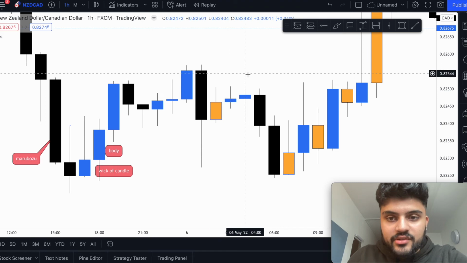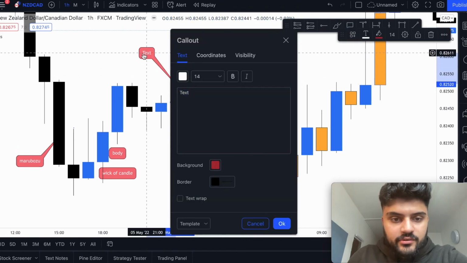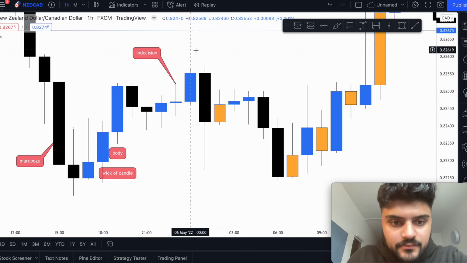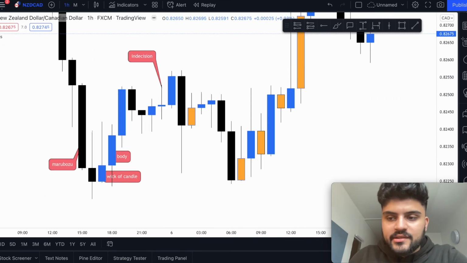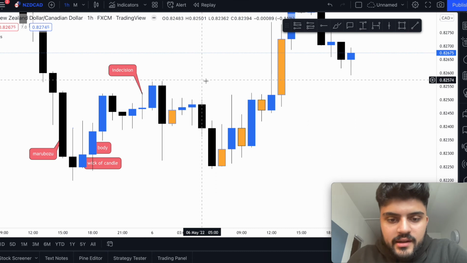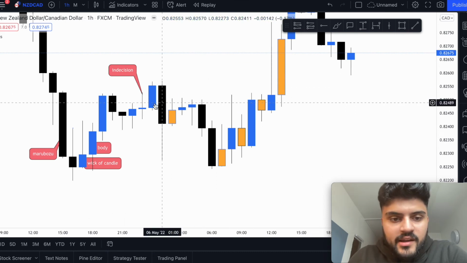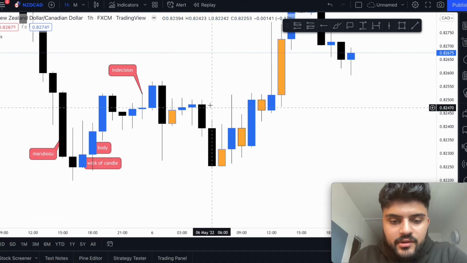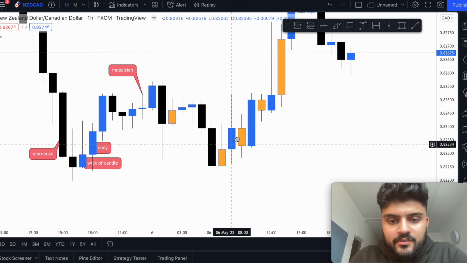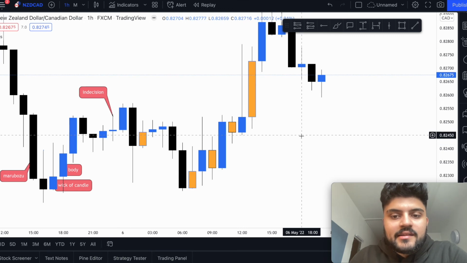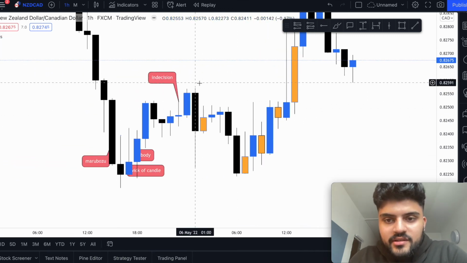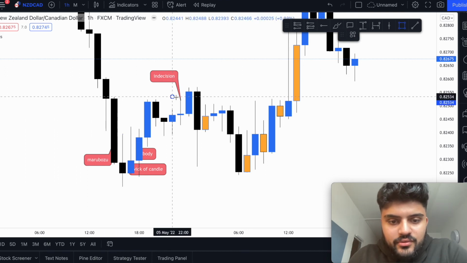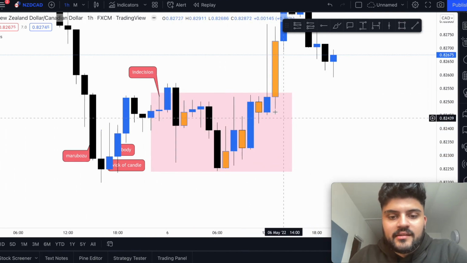Okay, indecision. This represents indecision. So if I just do that, indecision, and look what happened after that. There's literally no clear trend, okay? After this, what happens? It just goes up, comes down, inside bar, ranges around, comes down, goes up, goes up, goes up. So after this doji, it's called a doji candle, what have we seen? We've just seen range. There's no clear trend. What is that? That's no trend.